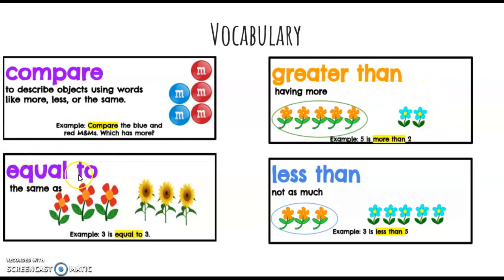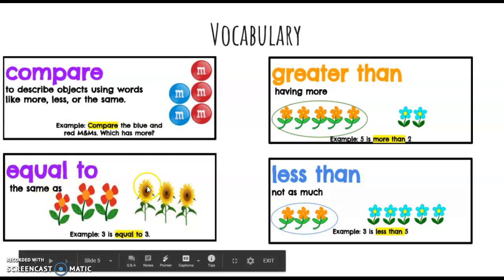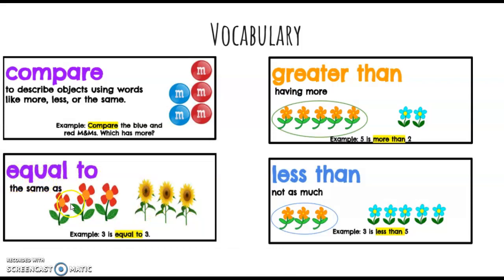Now we have equal to. Can you say equal to? And equal to means the same as or the same. If you notice, there are 3 red flowers and 3 yellow flowers. So if we use this comparative language, we would say the red flowers are equal to the yellow flowers.